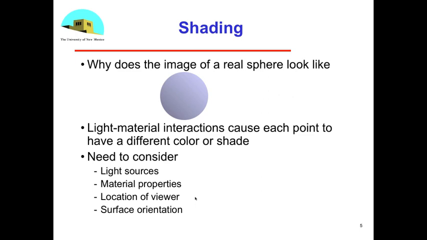Okay, so what do we need to be able to do that? The reason, as we just said, is that there are interactions that go on between the light that strikes the surface and the materials that comprise that surface. And what we need to do to model that is to consider a bunch of things. First, obviously, where the light sources are. We need also to worry about what the properties of the materials are. What that means for the materials is that they'll absorb some light and they'll reflect or scatter other parts of that light. So we want to know how much of the light they absorb.